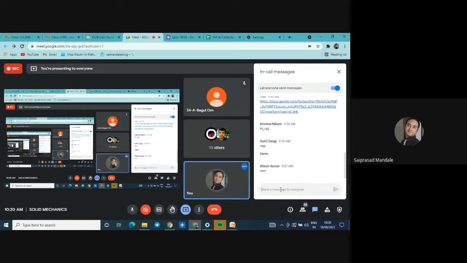Anybody else? Multiply by 10. Anybody else? Divided by 100. Okay, multiply by 100, divided by 100, multiply by 10. Anything else? How to convert centimeter into mm? Into 10 raised to 3. Very good. Anything else?